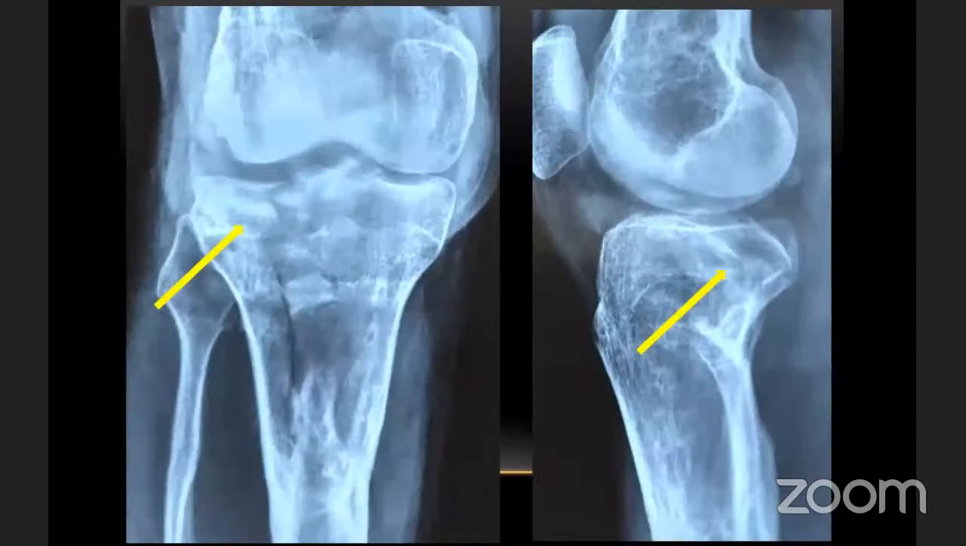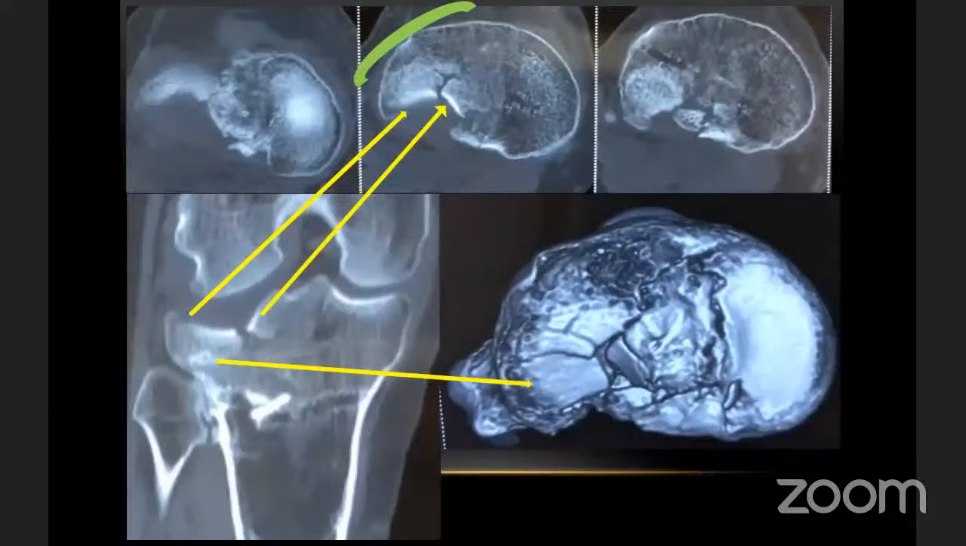So we see another case. This is a video case. This gentleman had a fracture 4 years before of the upper tibia. And he was operated with plating, and all implants were removed. And he again had an accident. And this time he got a posterolateral condyle fracture.